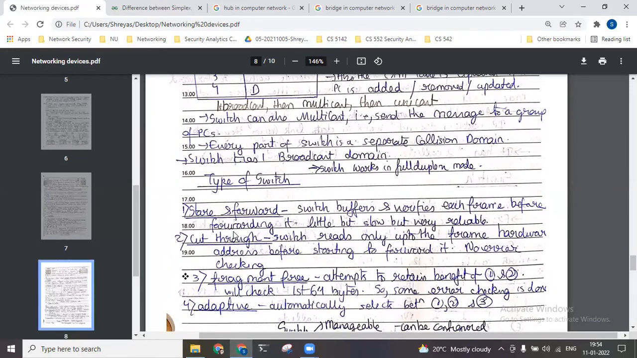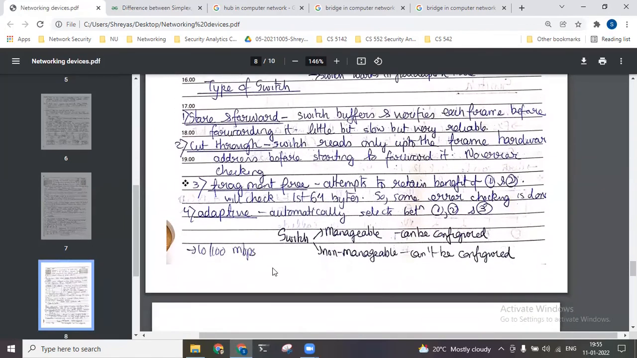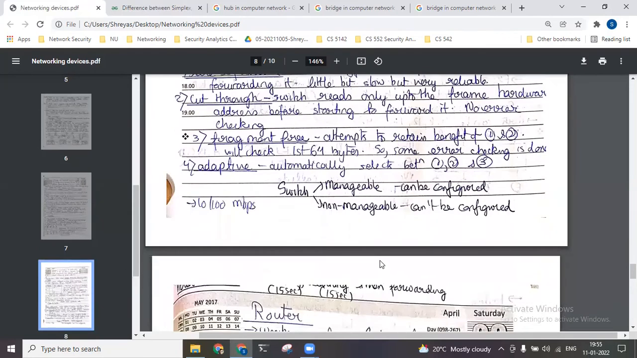And the fourth is the adaptive type of switch, which can alternate between the first 2 types of switches. And switches can also be manageable. That is, we can configure a switch, and also non-manageable. Earlier we did not have a configurable switch, but nowadays we can also configure a switch based on our requirement.